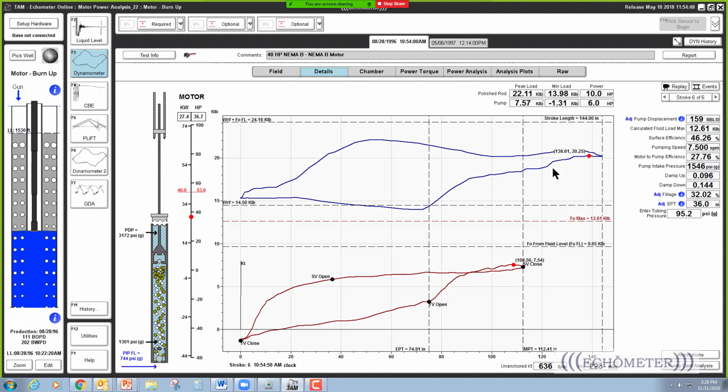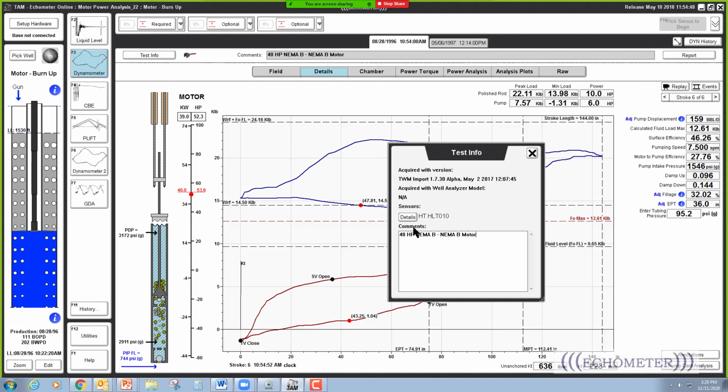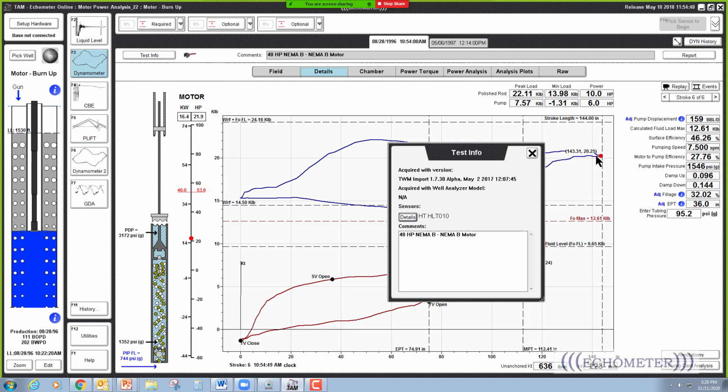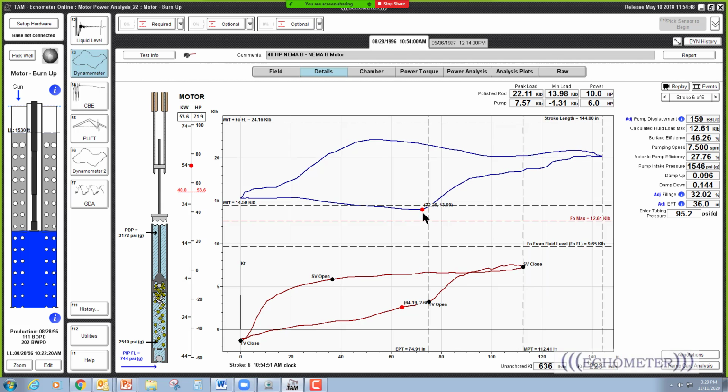I suspect that the way we acquired the dynamometer data caused the surface loads measurement to be too small. If I go here and look at this right here, it says it was an HLT, and that's a Lutert dynamometer that we used. So I think the problem is that the Lutert measured loads are off. That would be the reason why it's calculating at a high efficiency.